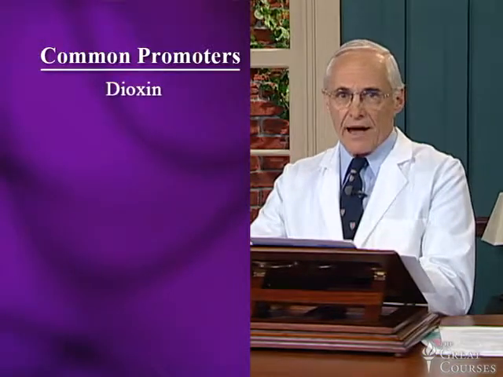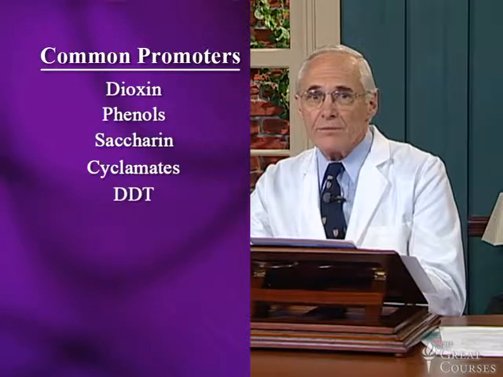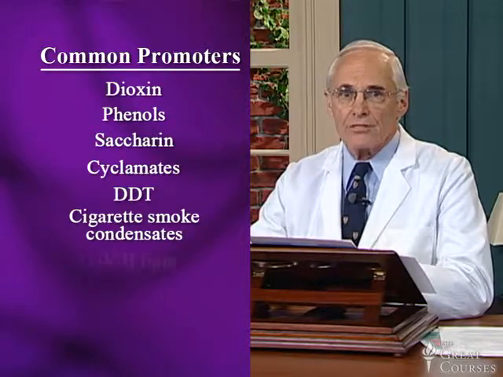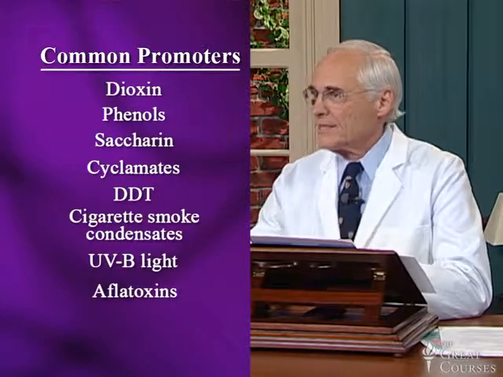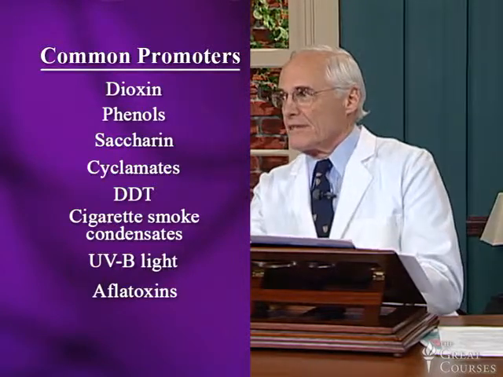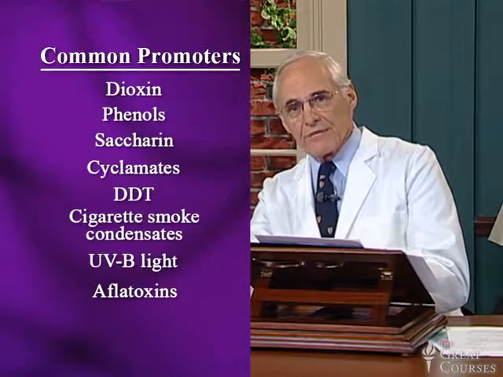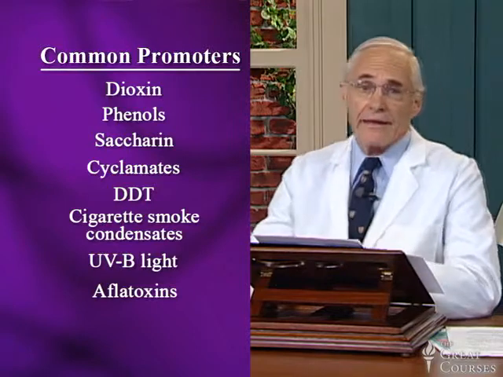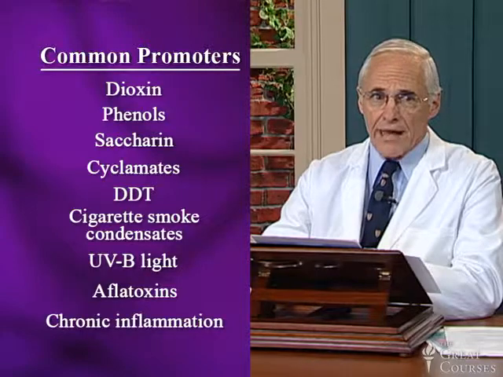Some of the most common promoters in the world are names you're probably familiar with. Dioxin's a real bad one, the phenol group, saccharin, the sweetener, cyclamate sweeteners. DDT was a promoter. Cigarette smoke condensates act by promoting as part of the chain, and so is UVB light. We mentioned aflatoxins in conjunction with hepatitis B. So with hepatitis B, you have inflammation of the liver, rapid replication trying to replace the inflamed liver, and then this aflatoxin that comes from that Aspergillus flavus, the fungus, and this gives you liver cancer, primary liver cancer. And don't forget chronic inflammation. We talked about that.